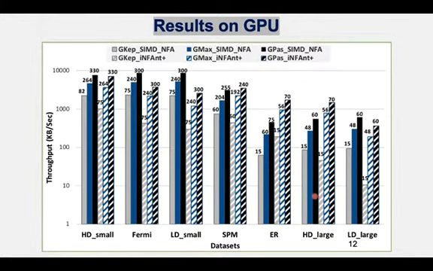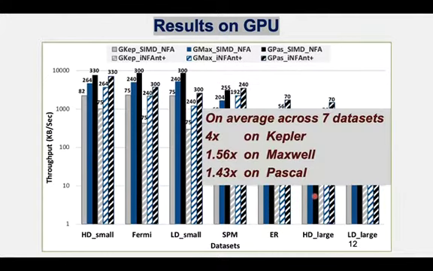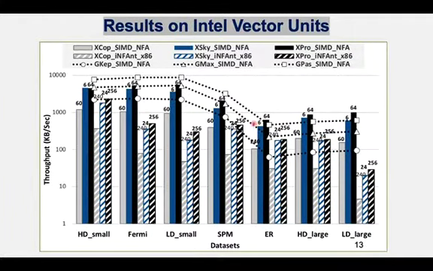On average, across 7 datasets, we have achieved a 4 times speedup on the Kepler architecture, 1.5 times speedup on the Maxwell architecture, and 4.3 times speedup on the Pascal architecture. So in fact, we can see that our design benefits more on older architectures, where the memory bottleneck is more of a problem. This slide shows the results on Intel platforms.